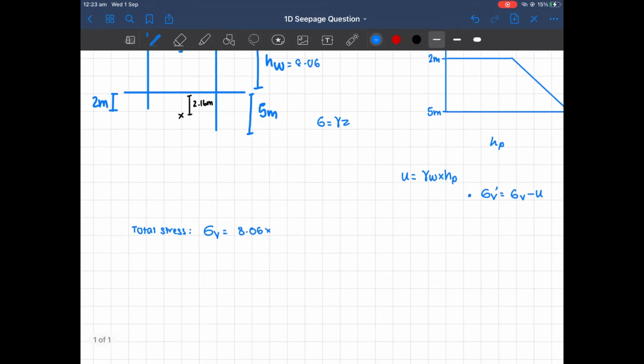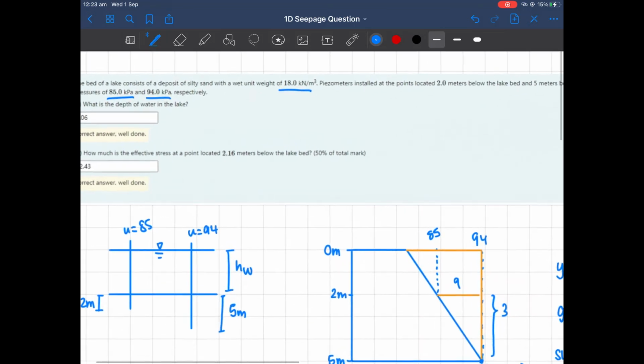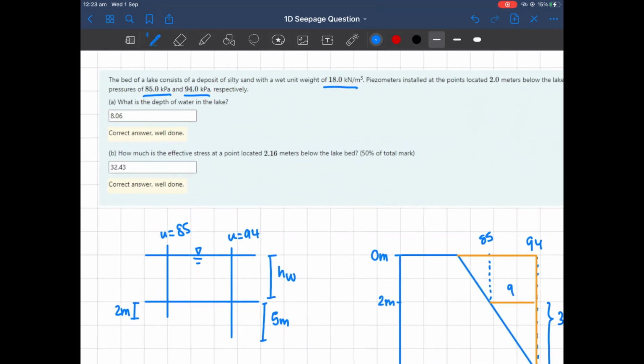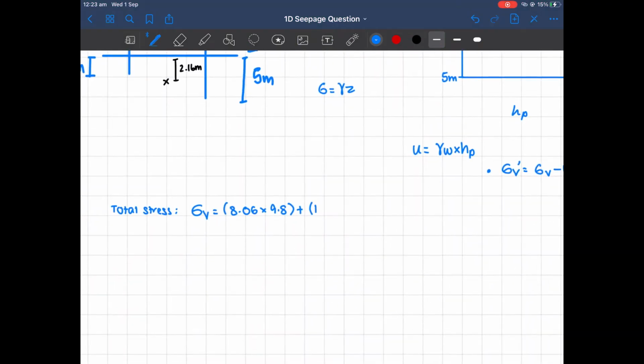Now we need to also consider the layer below over here. We're given the wet unit weight, as the soil below the lake bed would be saturated with water since there's water above it. So we're going to use the wet unit weight, and that's given as 18. So our gamma here is 18 for this layer, and our depth is 2.16 because we're looking at a certain point. This gives us a total stress of 117.88.